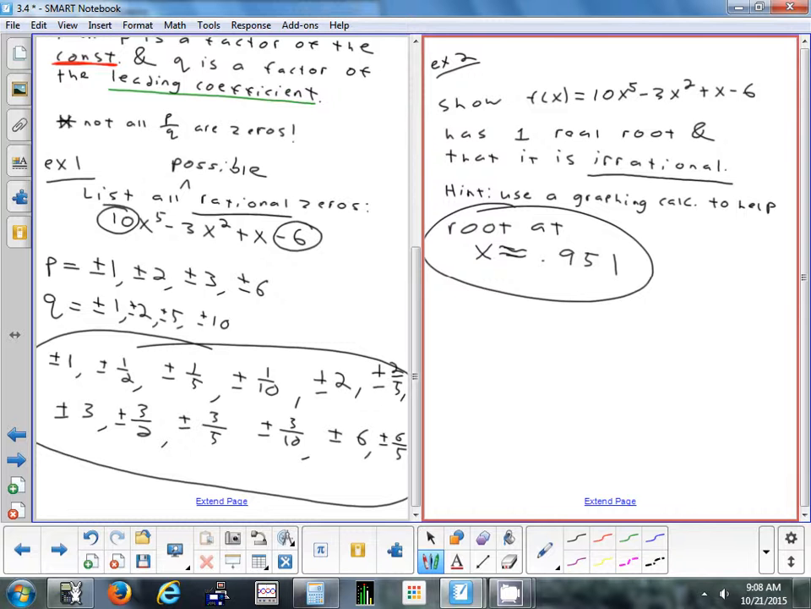Right, so it said, prove that this has to be irrational. How can I use what I just did to prove that? Well, I'm going to tell you you can't make this a fraction, which is a hint. How come 0.951 has to be irrational?